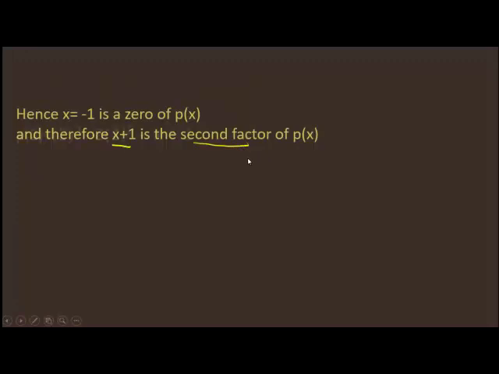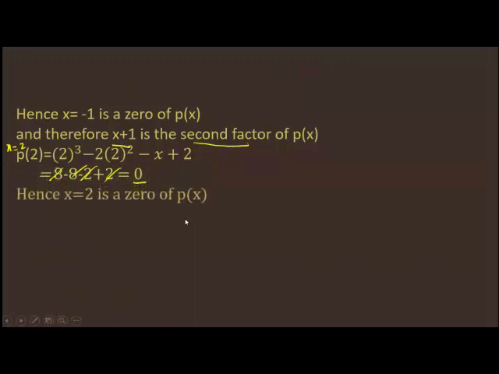Now let's move to the third value. Now we will put x is equal to 2. 2 cube is 8, 2 square is 4 into minus 2 is minus 8, and minus 2 plus 2 is 0. So again 0. Plus 8 minus 8 cancel, minus 2 plus 2 cancel, it will be equal to 0. So the value of x is 2, then we can say x minus 2 is the third factor.